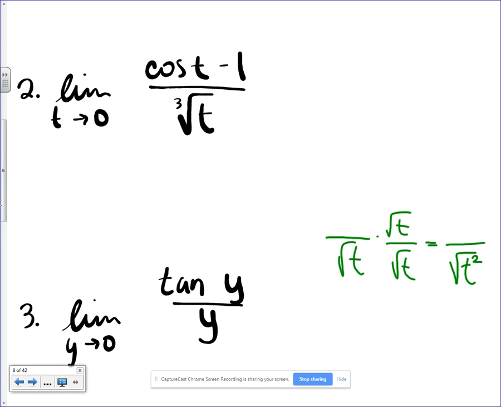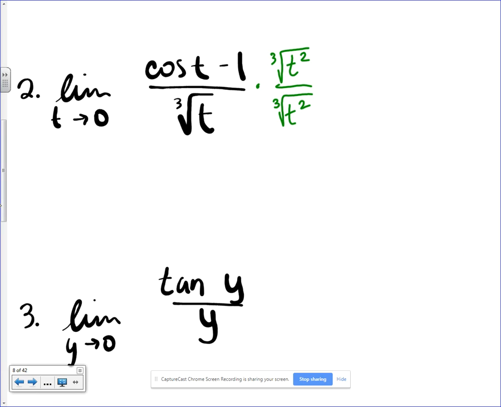So how many t's do I have to have underneath there in order for it to work out nice and neat? 3 of them, right? So how many more do I need underneath there? 2. So that means I can multiply the top and bottom by the third root of t squared. Because that is now going to get me in the denominator the third root of t to the third.